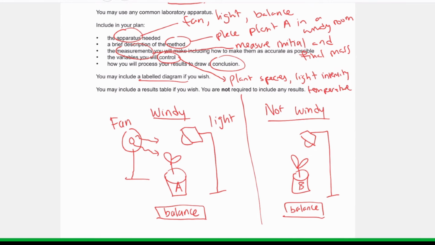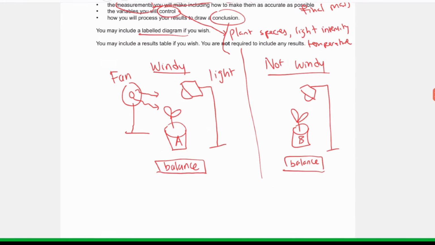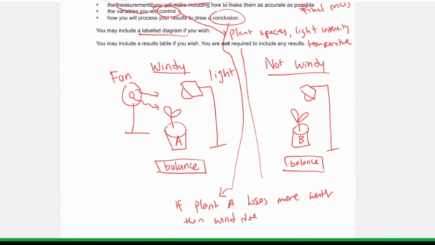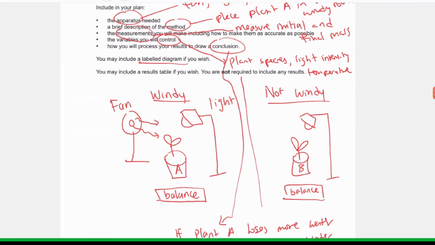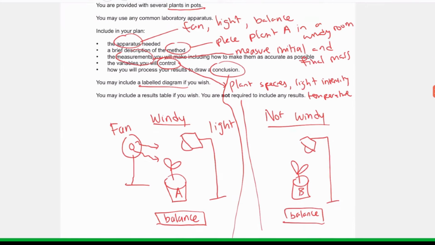Finally, to conclude, which I'm going to write down here, we simply have to say that if plant A loses more water, then wind does in fact increase mass of water loss or water lost through the leaves. Okay, so that's just a really quick demonstration of how to do a question.